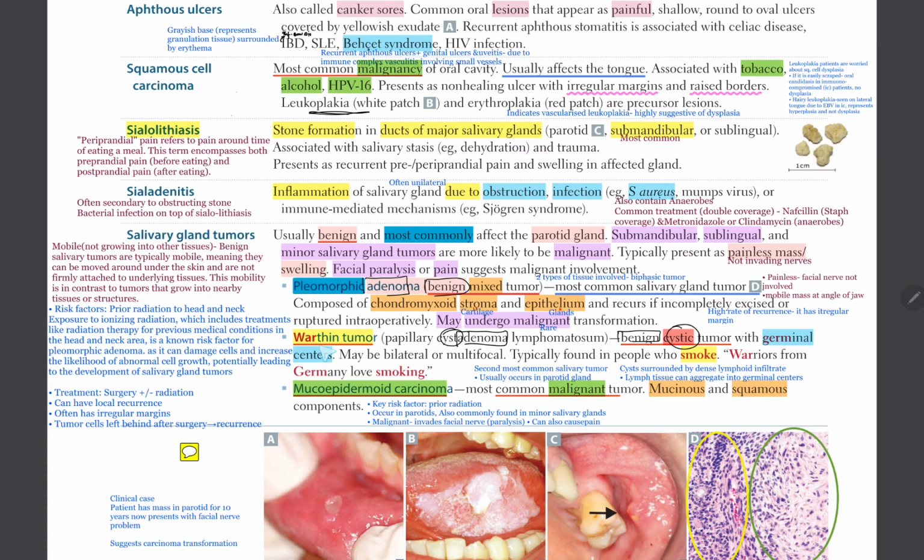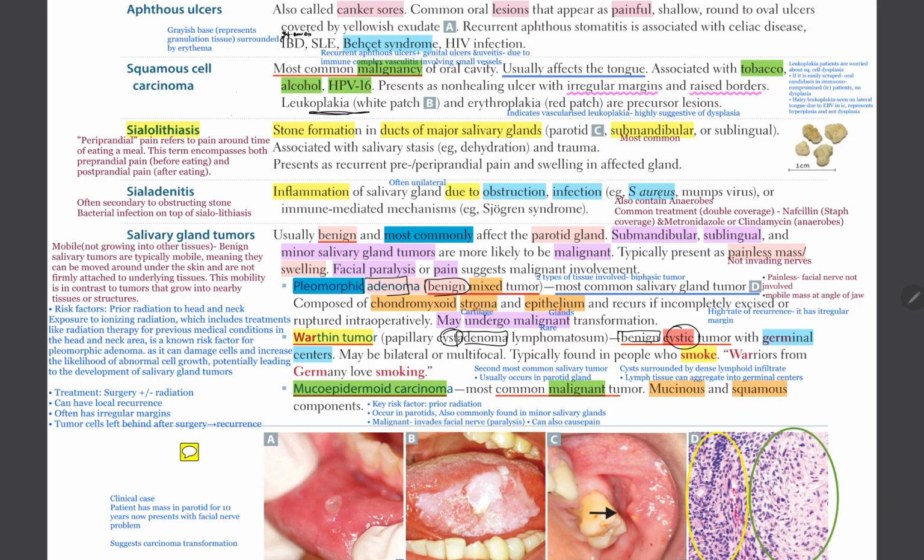The next one is Warthin's tumor. Warthin tumor is also known as papillary cystadenoma lymphomatosum. Adenoma, again, is benign. Cyst means it is a cystic tumor. So papillary cystadenoma lymphomatosum is a benign cystic tumor with a germinal center. It may be bilateral or multifocal, and it is typically found in persons who smoke.